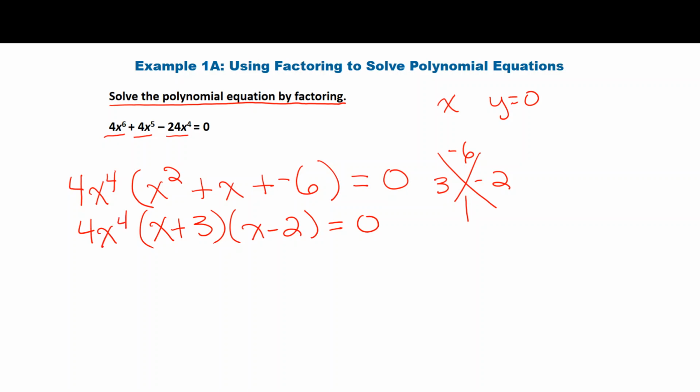I also here have a 4x to the 4th out there. Now I'm going to set each of these equal to 0.